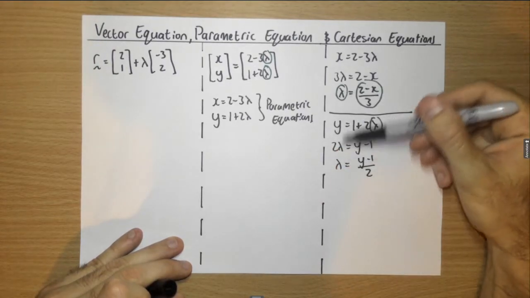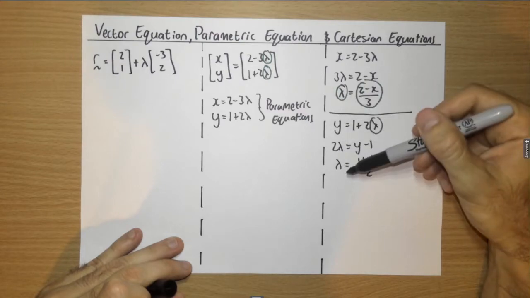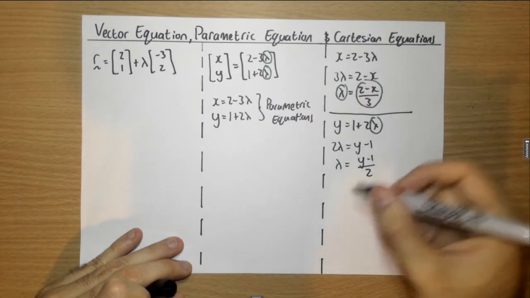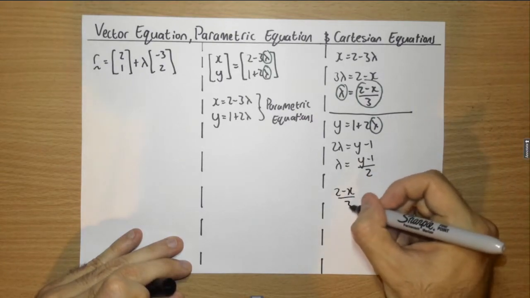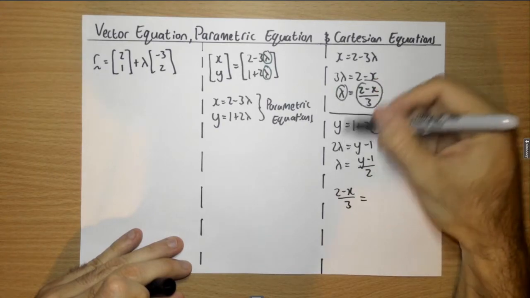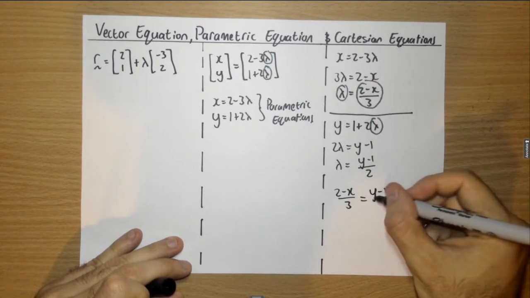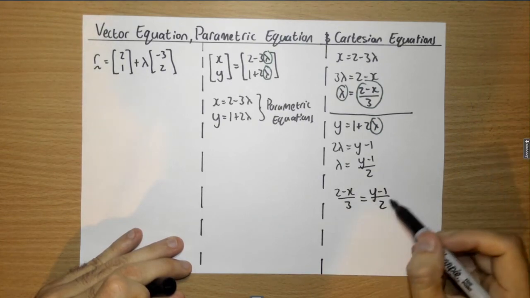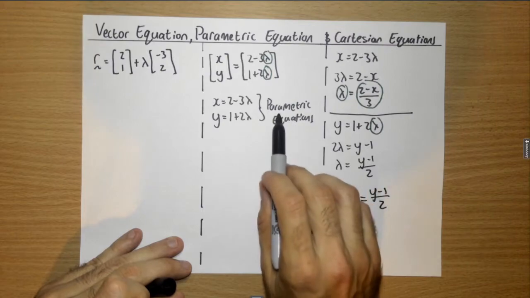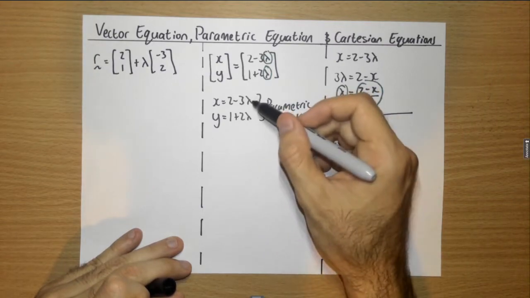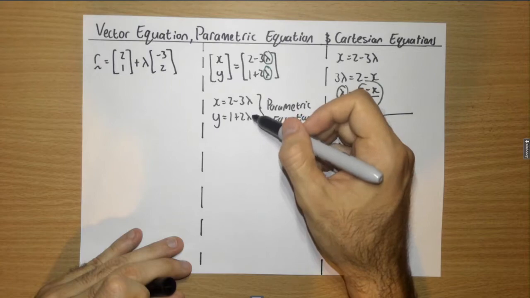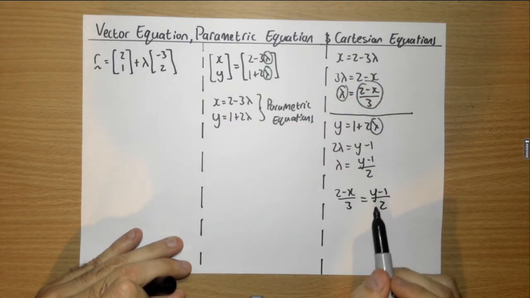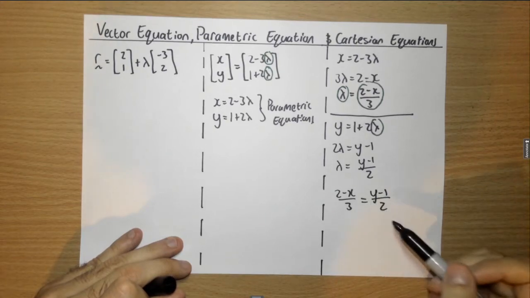We know that these two lambdas have to be the same because they are both part of the same line. So I can now write 2 minus x over 3 should be the same as y take away 1 over 2. You can simplify it from there, but this is the Cartesian equation because we don't have any more parameters. We're not talking about lambda as in our parametric equations, and we don't have it as a vector. We've just got the equation in terms of x and y. You could simplify that for yourself later on.